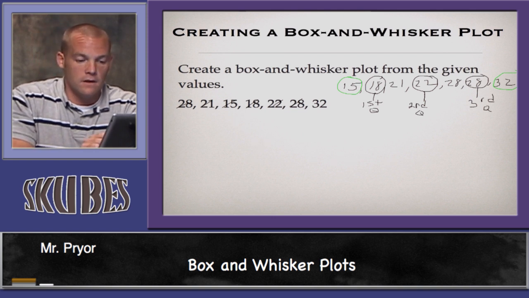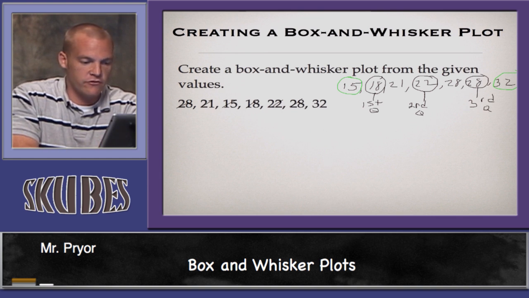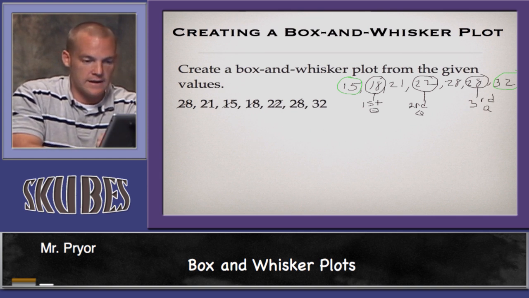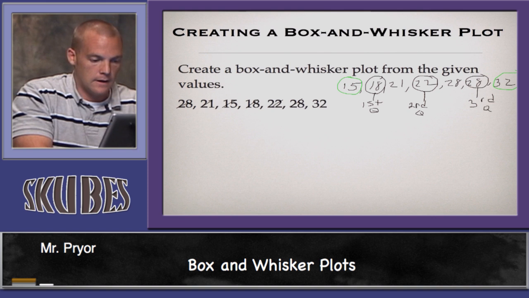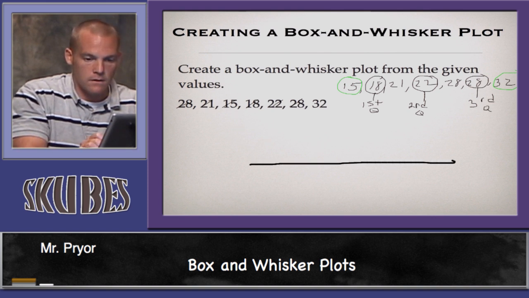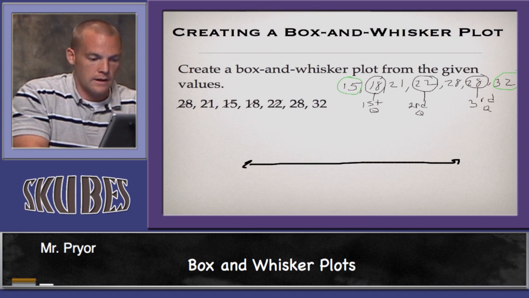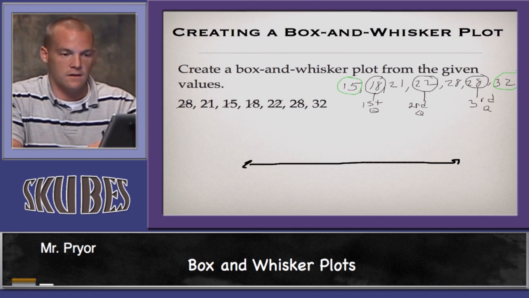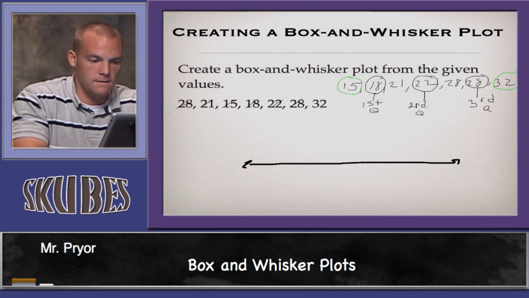So this typically happens on a number line. So I'm going to start by drawing out a number line here as straight as I can. All right, there we go. And then we're going to notch out some tick marks here, and we're going to start at 15.